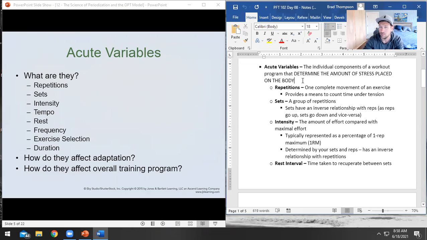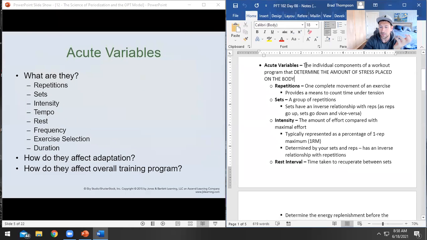They determine the type and amount of stress that's going to be placed on the body, which is going to result in some type of physiologic adaptation. Remember, we talked about this principle of specificity yesterday. The more specific you are about applying a certain type of stress, the more likely your body is to respond to that type of stress.